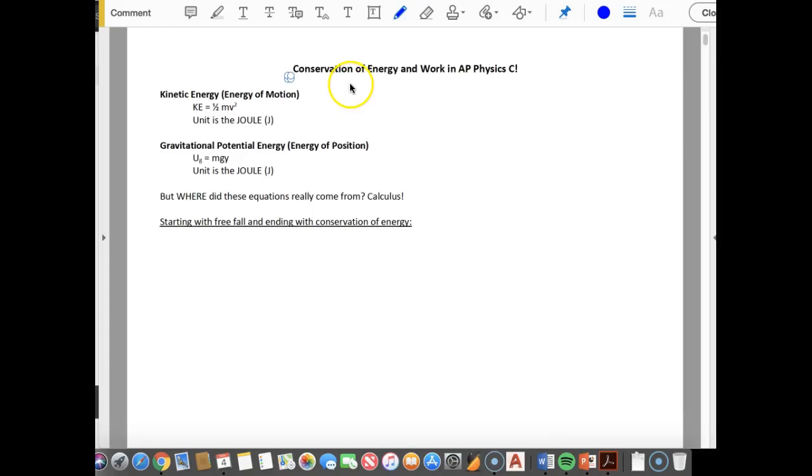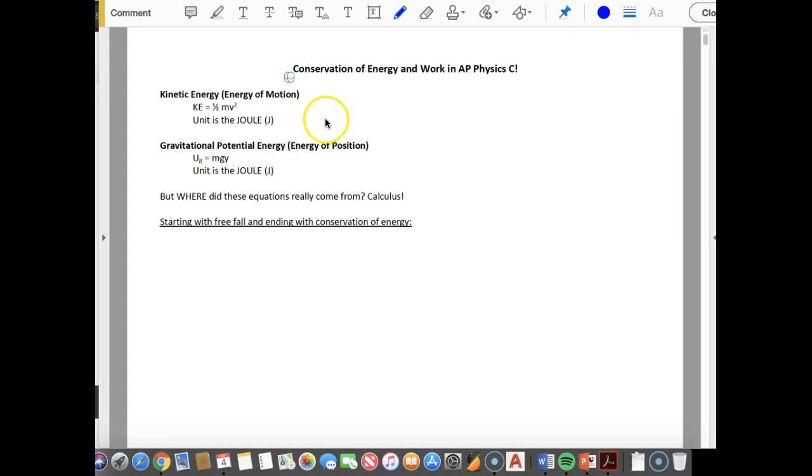Hey, this is Horner, and this is the first part of the Conservation of Energy and Work in AP Physics C explanations. We remember that there are two basic types of energy. There's plenty of other types of energy, but these are the two basic types that we typically work with.